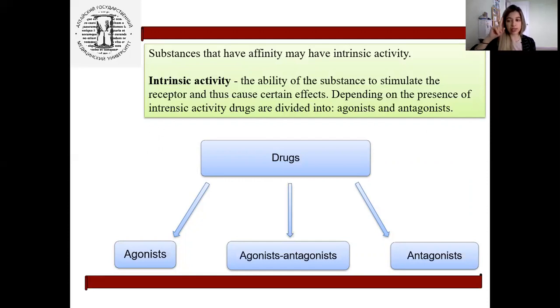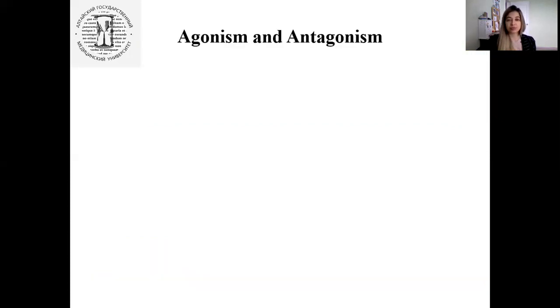So firstly, again, revise. Firstly, the drug should bind with the target. For this, it should have special affinity. The structure should be suitable. And only secondly, it can stimulate or not stimulate this receptor. But firstly, it should bind. And then if it stimulates, it can be an agonist. If it doesn't, it can be an antagonist. And sometimes we call them agonist-antagonist, both.